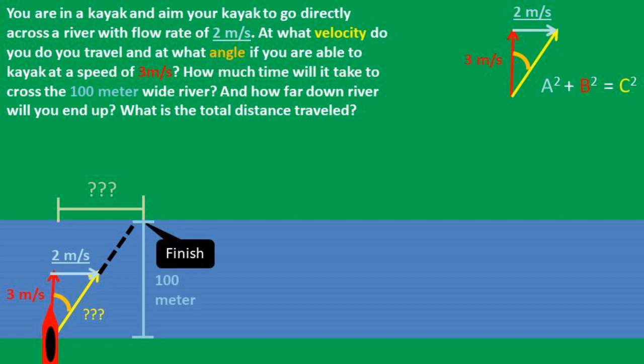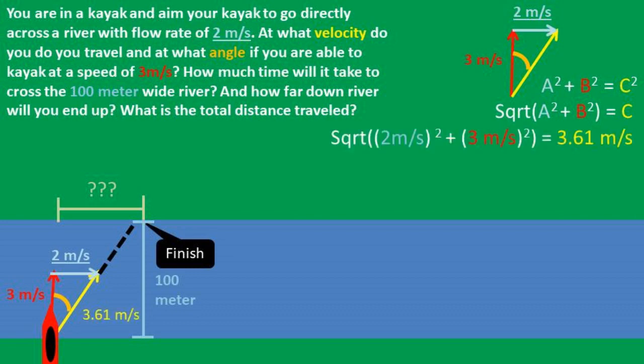The Pythagorean theorem is a squared plus b squared equals c squared, where a is one leg of the right triangle, b is the other leg of the triangle, and c is the hypotenuse or longest side of the triangle. Rearranging the formula to get c, the hypotenuse, to one side, we get that the square root of a squared plus b squared equals c. We can now plug in our a of 2 meters per second and our b of 3 meters per second into the equation. We end up with 3.61 meters per second as the boat's velocity on the river.